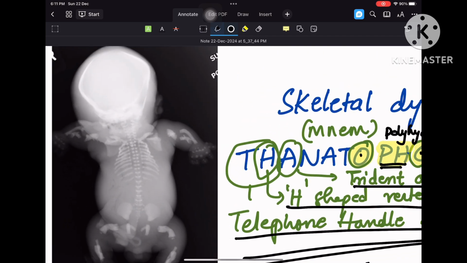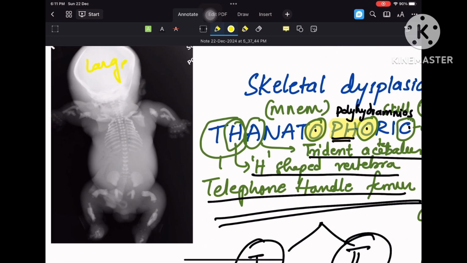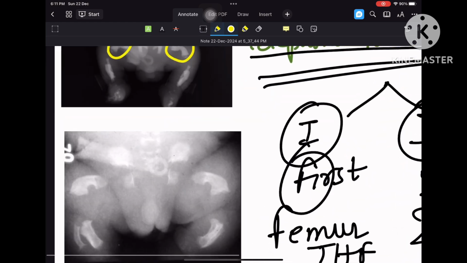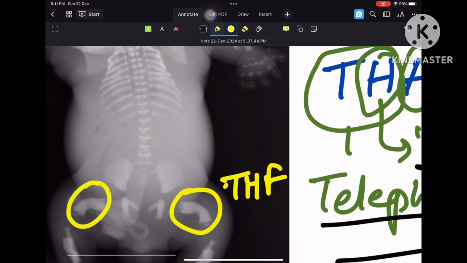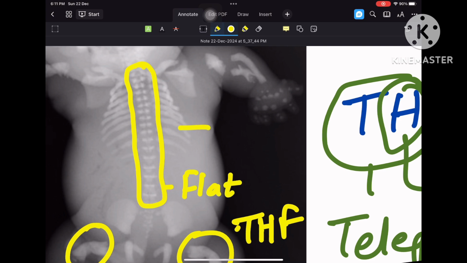The first image is showing large head, that means frontal bossing is seen, and we also see the short femur, that means bowing of the femur, telephone handle femur. The zoomed up image is showing the curved or the bowing of the femur, which is telephone handle femur. In between, there is flattening of the vertebra, as well as the ribs are short in this case.